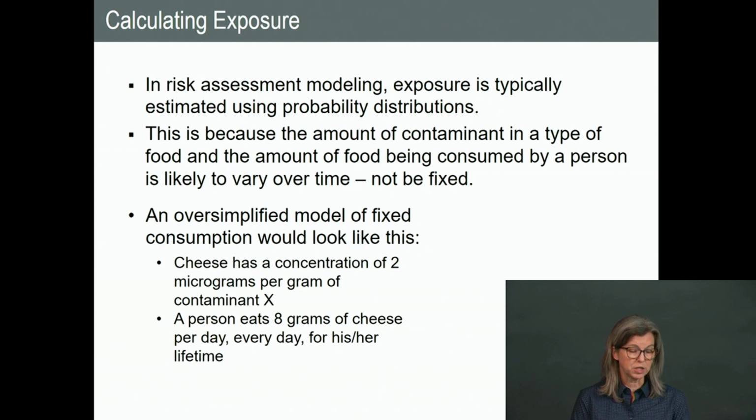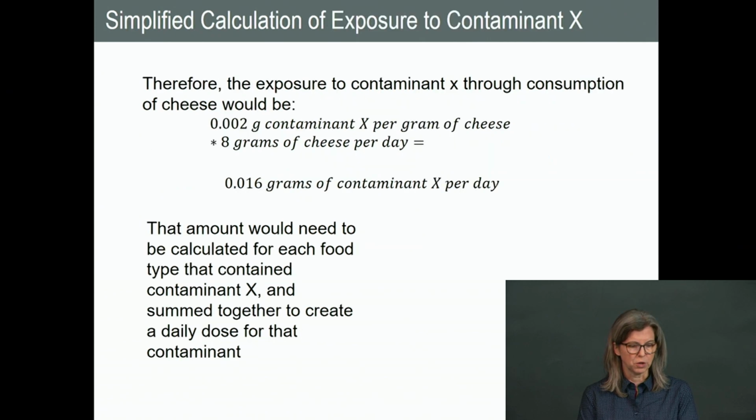And so I wanted to provide an oversimplified model of what fixed consumption is. So I'm taking the uncertainty out for a minute to demonstrate what this calculation would look like. Say you have data that tells you that a person on average eats 8 grams of cheese per day. And then you also have information that cheese has a concentration of 2 micrograms per gram of this certain contaminant. So you have these 2 data points. Then you would estimate exposure by multiplying those together. So you would take the amount of contamination times the amount of consumption and come up with an estimate of 0.016 grams of contaminant X per day.